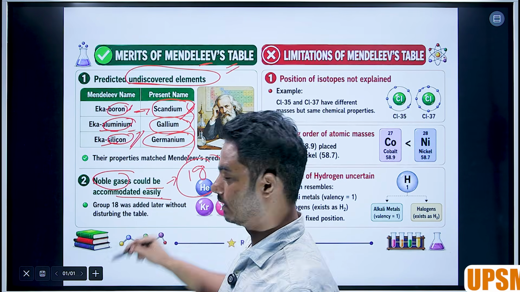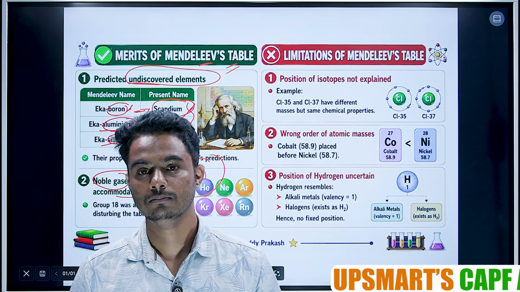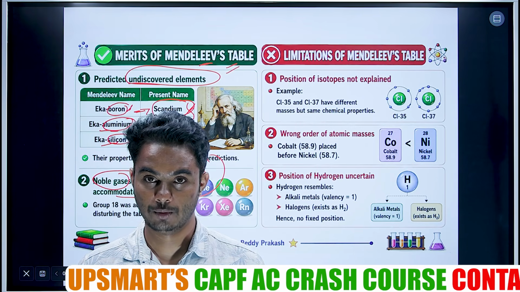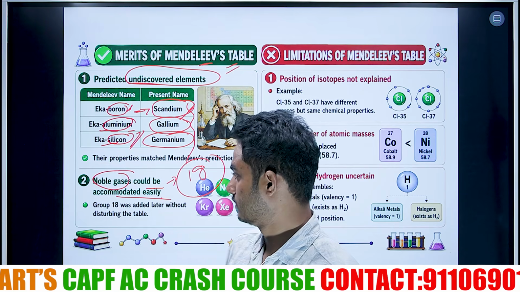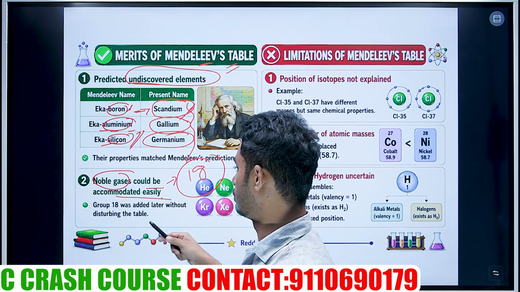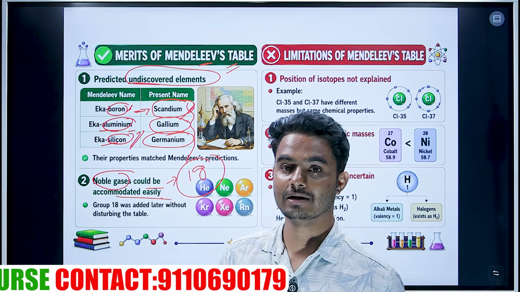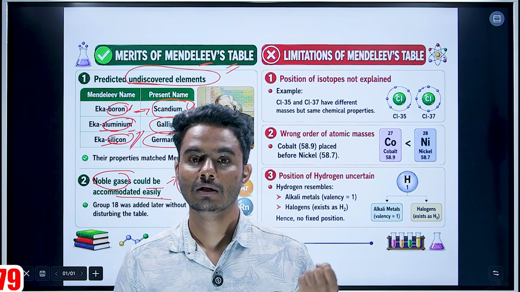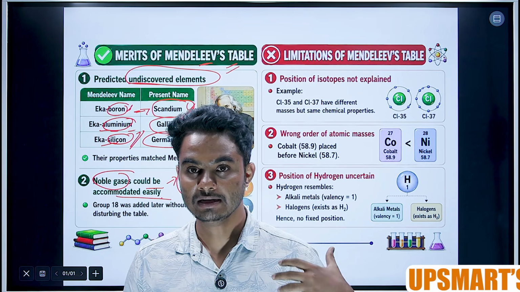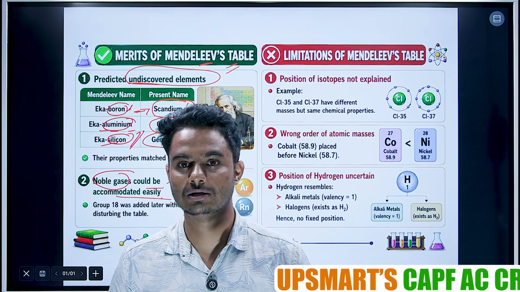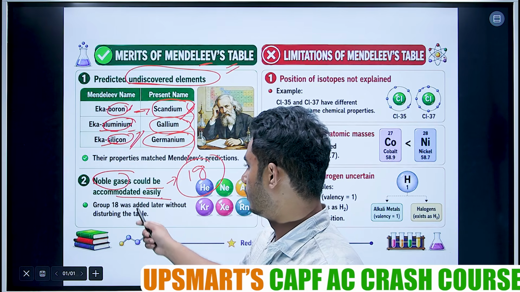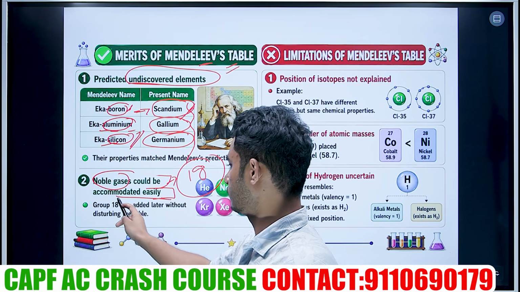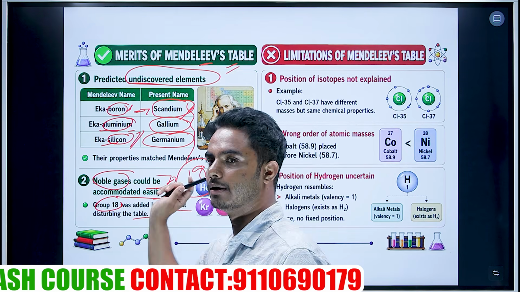Okay, group 17 is called the halo group, the halogen group. Group 17: chlorine, fluorine, bromine, iodine, astatine. So group 18 is the noble group. Okay, inert gases group, noble gases. They won't react with other gases easily because their valency is 0. They are already stable. They don't want to disturb their stability. Noble gases were easily incorporated due to Mendeleev. Group 18 was later added without disturbing the table.